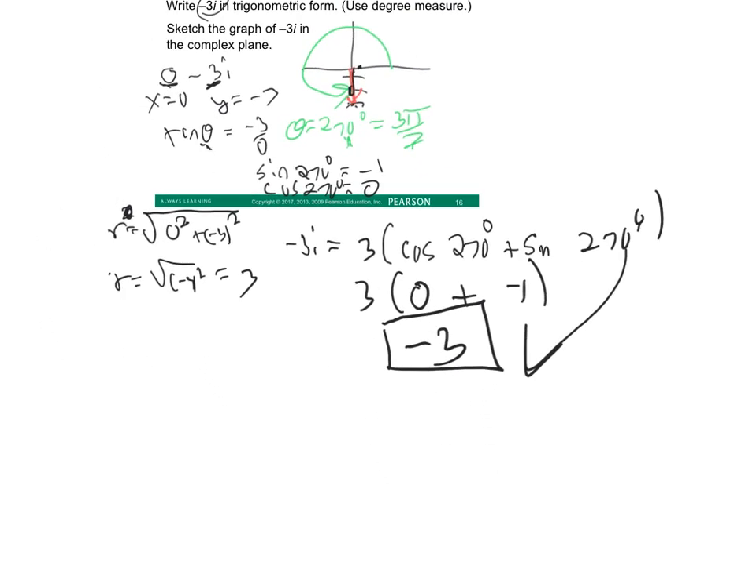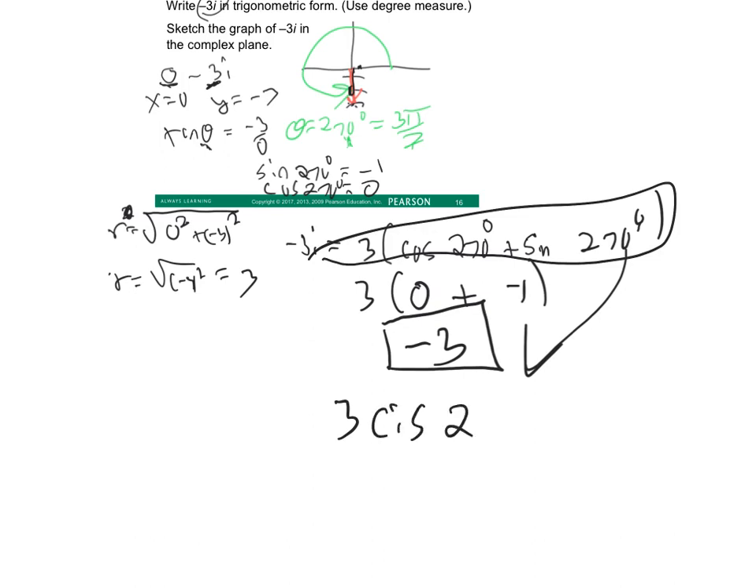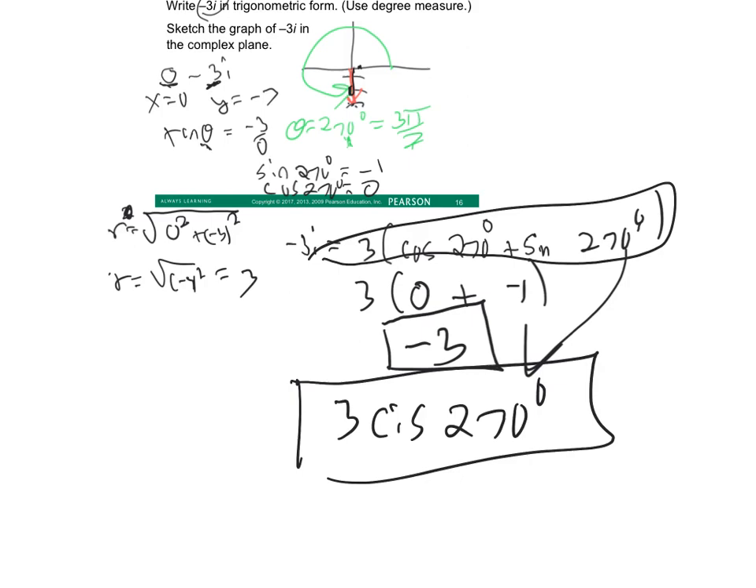But if you want to leave it in trig form to make sure that we see trig, you can just leave it as the original answer, 3 cis of 270 degrees, which will be negative 3i.